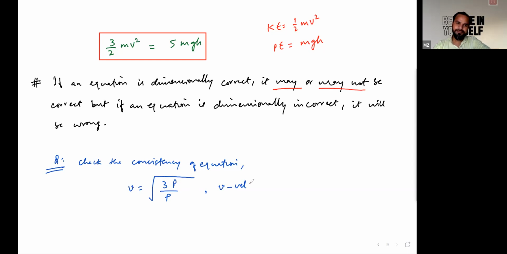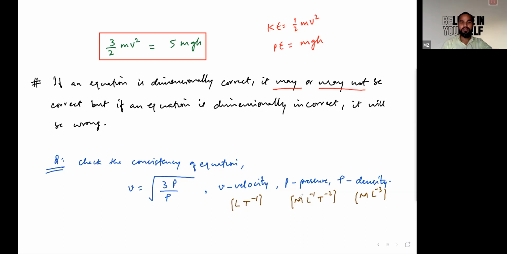V is velocity, P is pressure, and rho is density. Velocity is nothing but LT to the power -1. Pressure is nothing but ML to the power -1 T to the power -2. And density is nothing but mass upon volume. Just put them and try to solve whether left hand side and right hand side are equal in dimension or not.